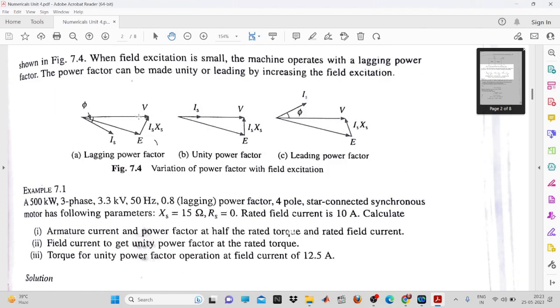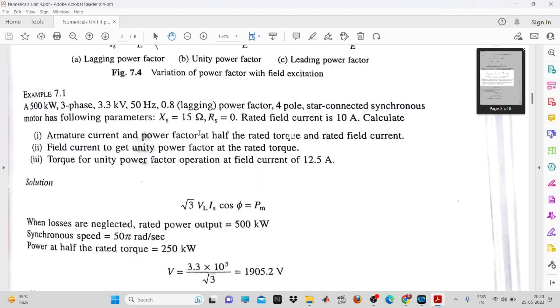When you want the lagging power factor, it means that you will have to make your excitation small as compared to V, because when E is small, from the tip of E you will have to plot Is into Xs, and one thing you will have to keep in mind is that the current is always perpendicular with respect to Is into Xs. So it means that the excitation is small, fine.